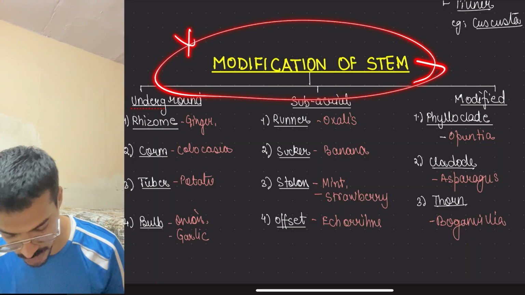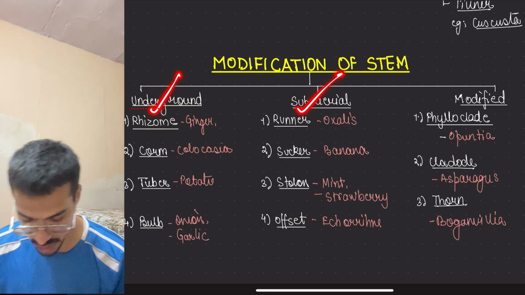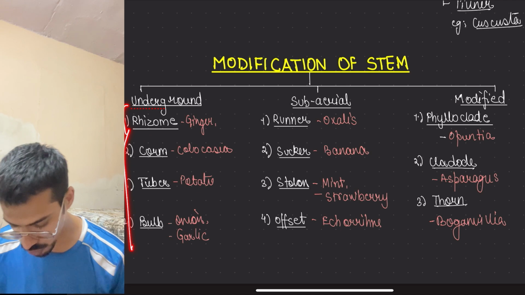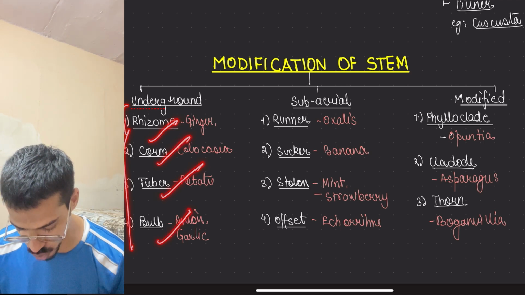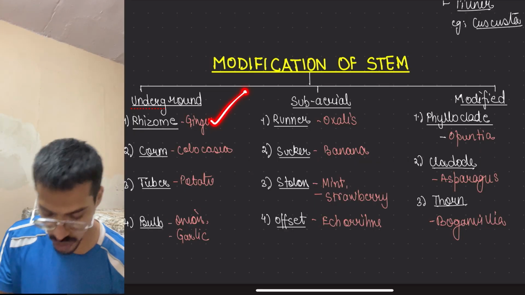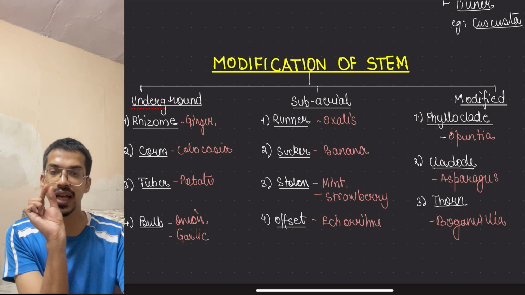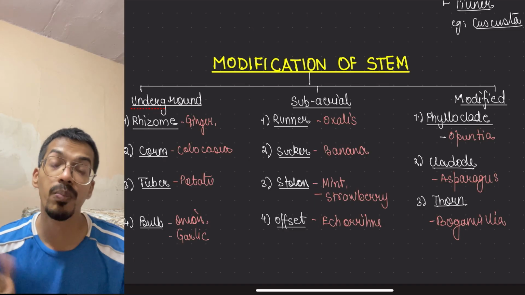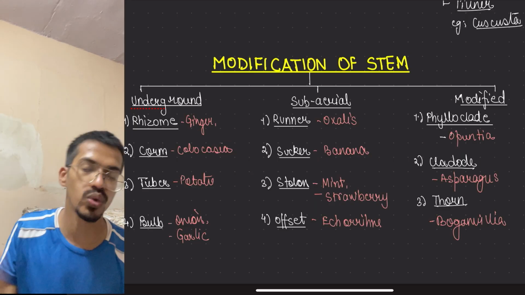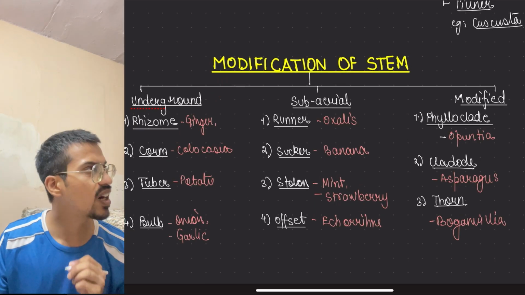Then comes the modification of stem, which is very important. So we have three different modifications. We have underground stem, subaerial stem, and modified stem. Underground stem has four types. We have rhizome, corm, tuber, and bulb. Rhizome is what? It has horizontal or vertical growth. Your ginger, turmeric are examples of it. They grow like this also, they grow this way also. Both growths are seen in that. Horizontal growth of the stem as well as vertical growth takes place. It has nodes and internodes. So this is the rhizome.